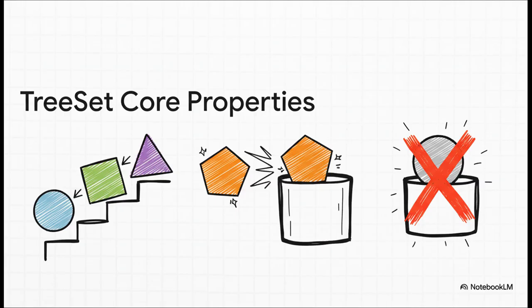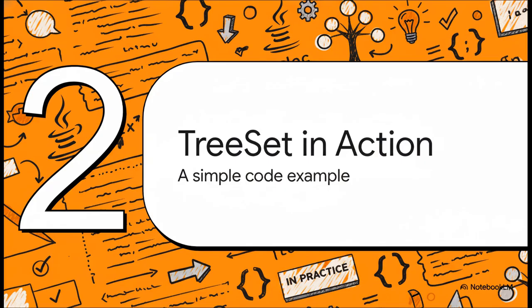So let's talk about the ground rules for a TreeSet, because there are a few non-negotiables. First off, it guarantees everything is stored in ascending order. Second, it's a set, so by definition, it enforces uniqueness. If you try to add something that's already in there, it just ignores you, no duplicates. And third, this one's important. It absolutely does not allow nulls. Can't have them.